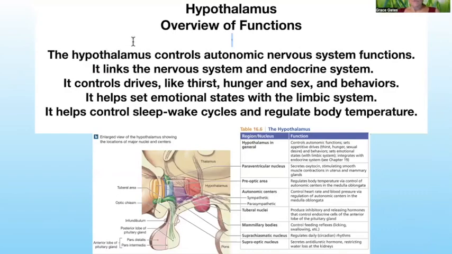So an overview of its functions is interesting. The hypothalamus controls the autonomic nervous system. It links the nervous system and endocrine systems. It controls drives like thirst, hunger, and sex, and behaviors associated with the drives. It helps set emotional states with the limbic system. It helps control sleep-wake cycles and regulate body temperature, all in this little tiny area of the brain.